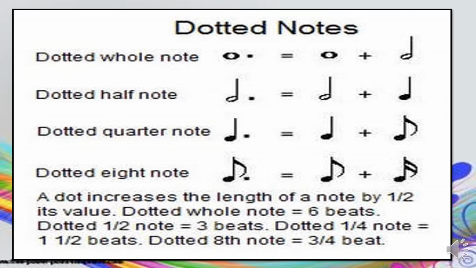A dotted whole note is equivalent to 6 beats. A dotted half note is equivalent to 3 beats. A dotted quarter note is equivalent to 1.5 beats. A dotted eighth note is equivalent to 3/4 beat.